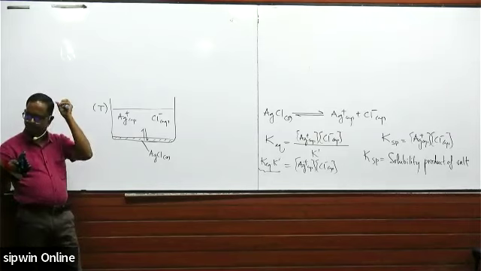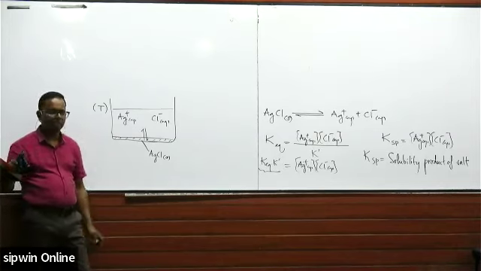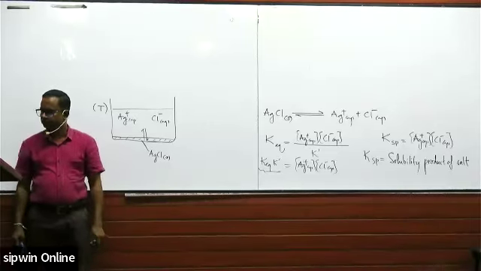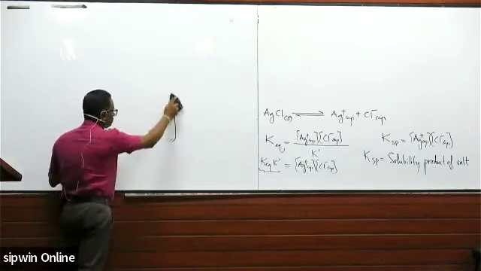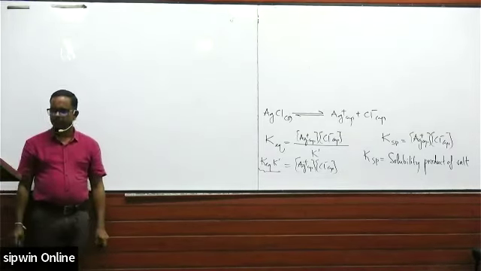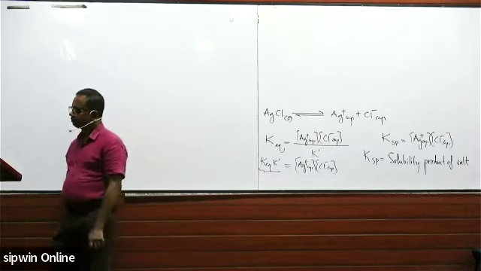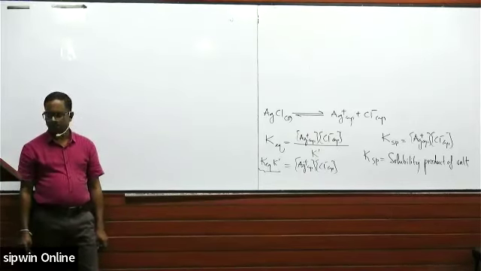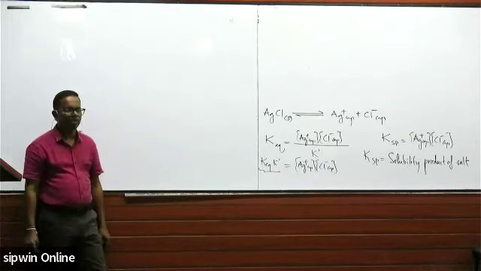Solubility product of a salt, within brackets Ksp, is the product of concentrations of ions in a saturated solution of the salt, raised to the appropriate powers.